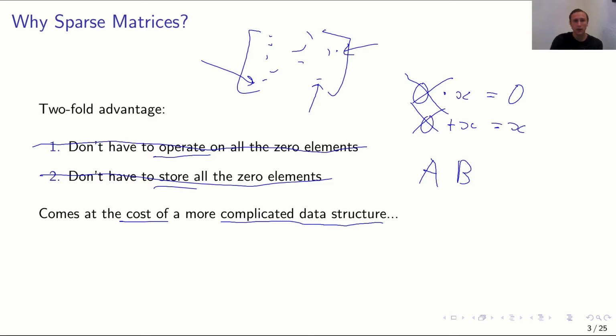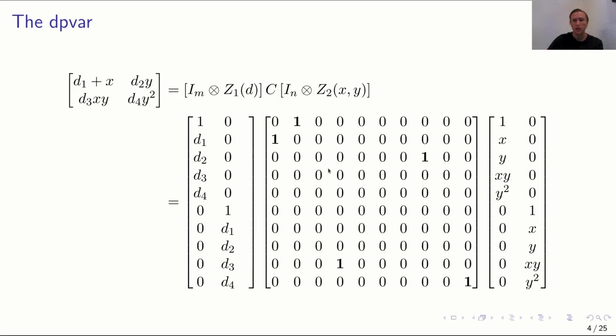Now, such a case may appear, for example, when we're implementing polynomials in Matlab. Something that I'm working on right now is the dpvar. This is an alternative representation for polynomials in Matlab, where we're separating decision variables, say d1, d2, d3, and d4, from polynomial or independent variables, say x and y.